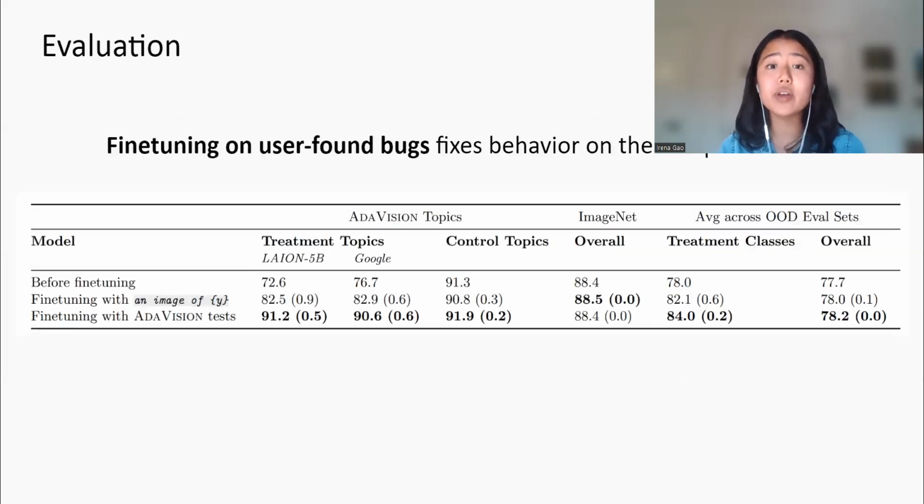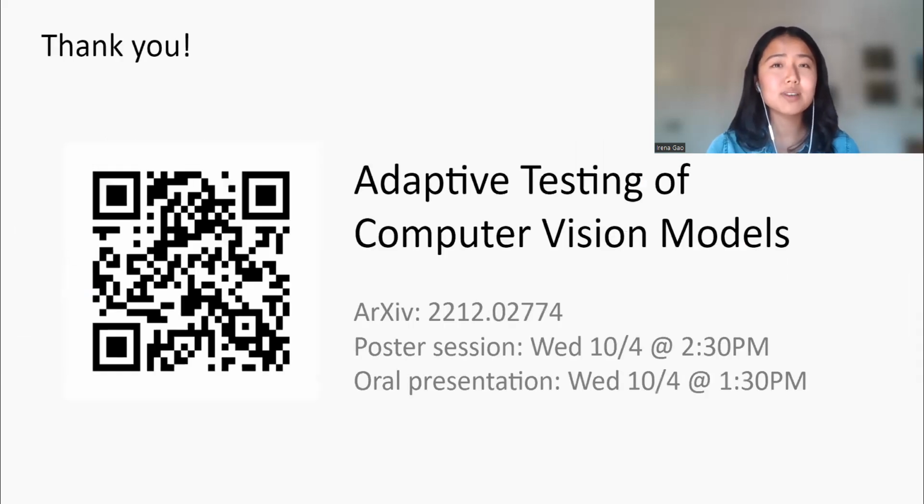We also show that fine-tuning classification models on user-found bugs from AdaVision testing fixes behaviors on those topics, all while maintaining in-distribution ImageNet performance. As a nice side effect, we also find that this improves out-of-distribution performance across 5 OOD evaluation sets.